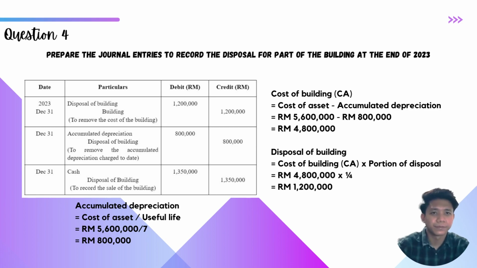Question number 4. Prepare the journal entries to record the disposal for part of the building at the end of 2023. So firstly, we must find accumulated depreciation, and the formula is cost of asset divided by useful life, and then we get 800,000. So next one, we must find cost of building. So this formula is cost of asset minus accumulated depreciation, and then we get 4,800,000. And we must find disposal of building. So cost of building multiplied by portion of disposal. We must multiply by 1/4, and then we get 1,200,000, and then we can make journal entries.